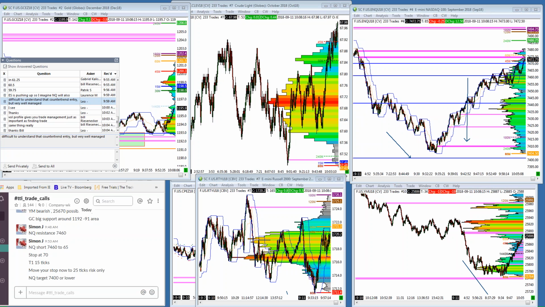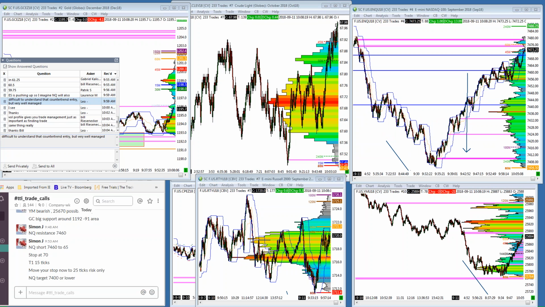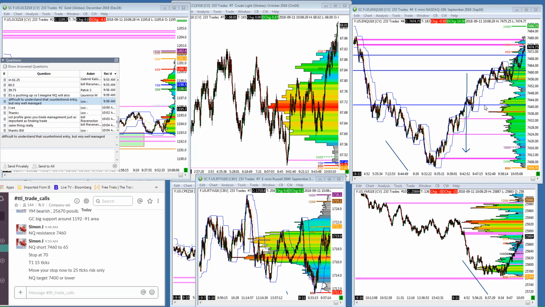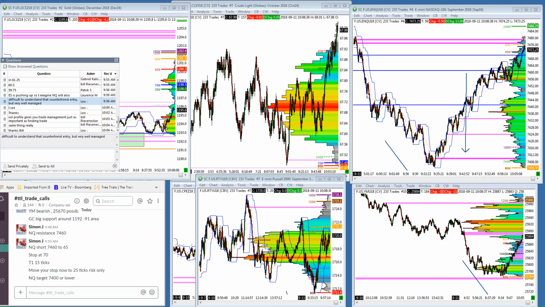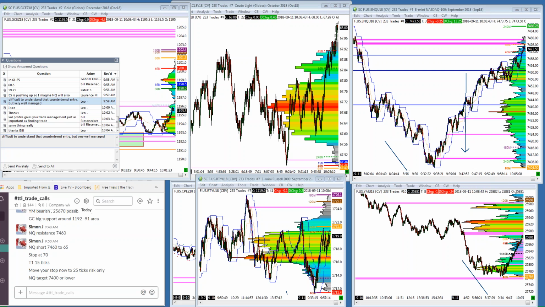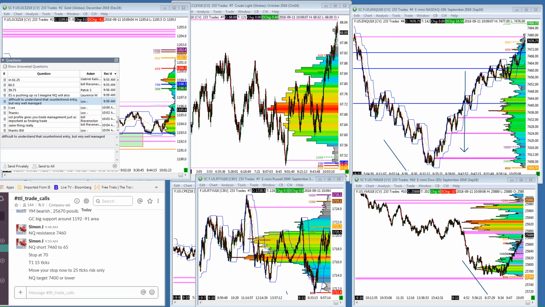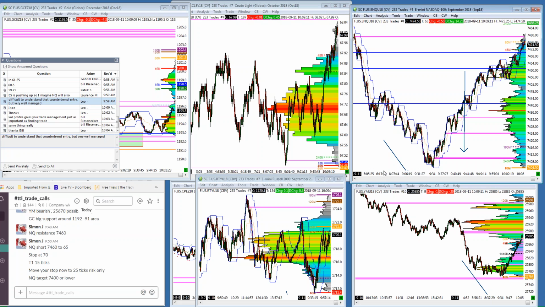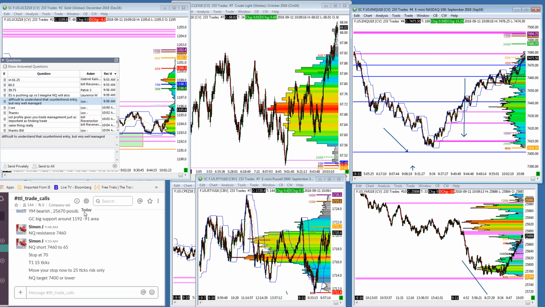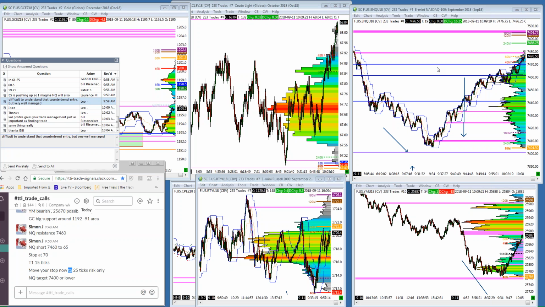That was an example of a trade that didn't hold yet. It gave you first target, and if you managed it correctly, you should be out with a few ticks overall. Eventually, this NASDAQ, if you follow the rules, 25 ticks, you're good of the stop loss.